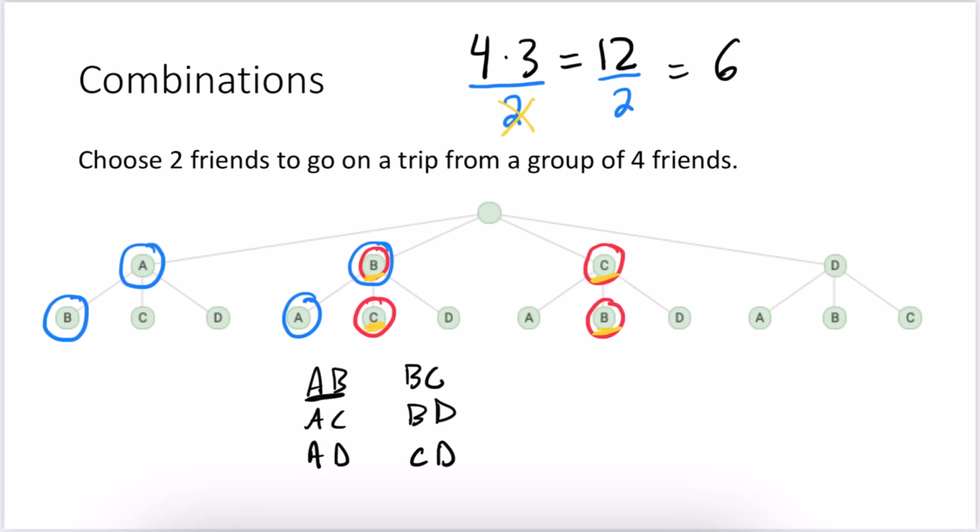If it's a combination, that's going to be when the order doesn't matter. Like in this case, choosing 2 friends to go on a trip. It doesn't matter who you choose first and second and third. They still all get to go on the trip. In that case, then you do divide by the number of duplicates within the choice tree.